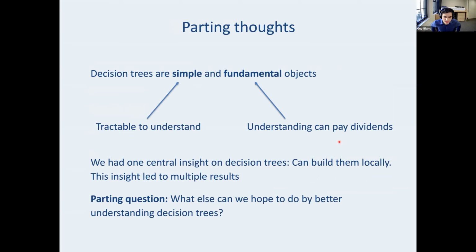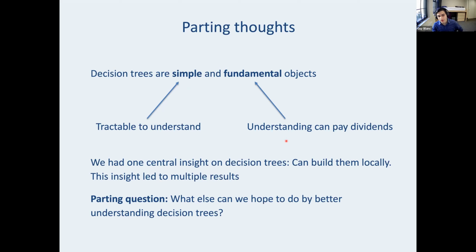And just some parting thoughts. So decision trees are very simple objects, and we needed that here because we wanted to make a very general statement that as long as you are close to some decision tree, we can build you one in a very particular format. We have a chance of doing that because they're simple, but they're also fundamental. They appear all over computer science, and the end result is that a little bit of insight into what we can do with decision trees can lead to lots of different results down the line.